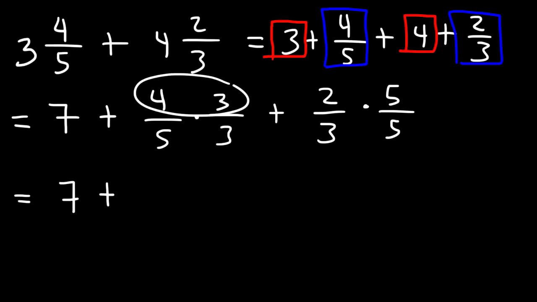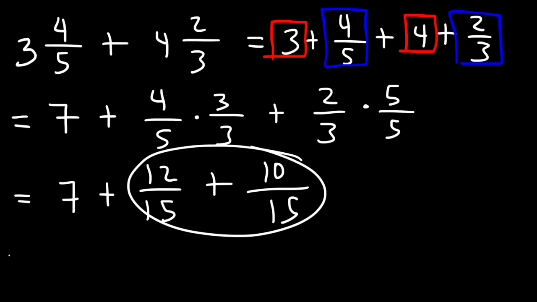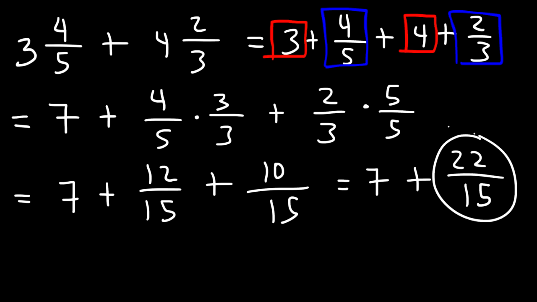And so 4 times 3 is 12, and 5 times 3 is 15. 2 times 5 is 10, and then 3 times 5 is 15. So now we can add the two fractions. 12 plus 10 is 22, so I have 7 plus 22 over 15. And I have an improper fraction, so I need to do something about that.